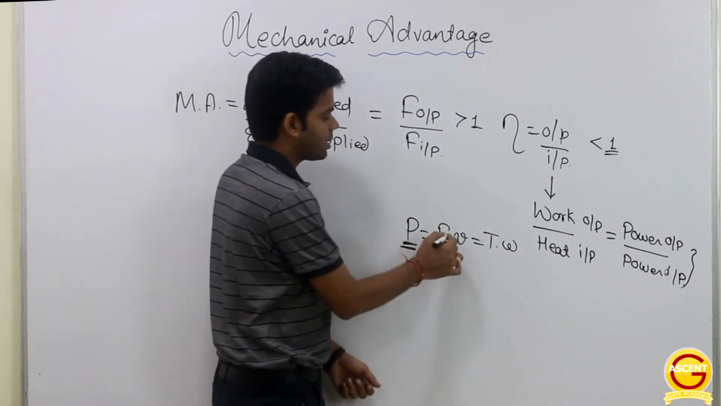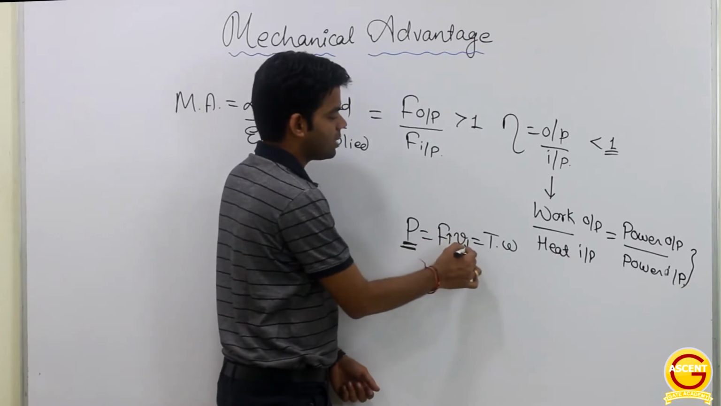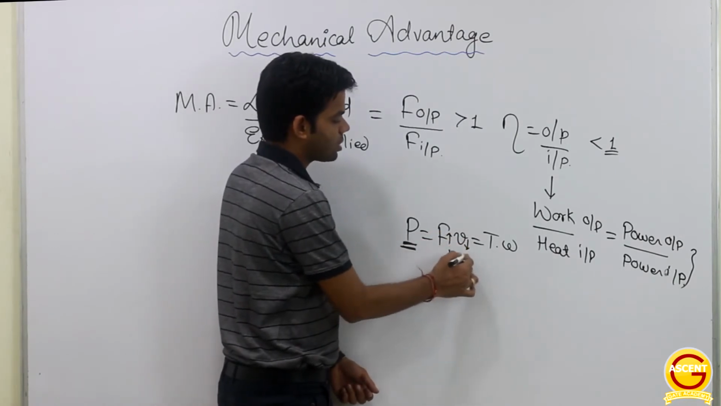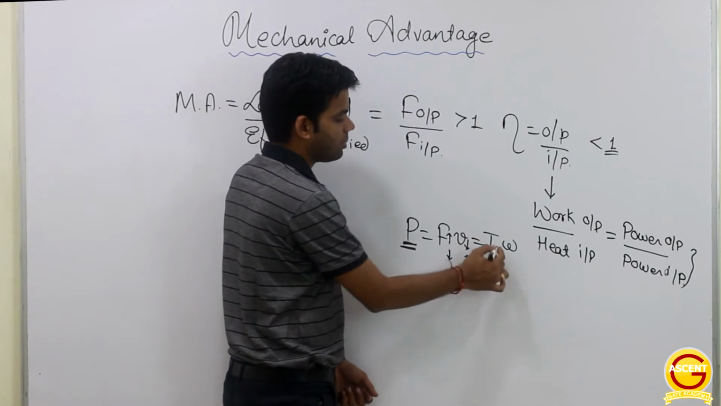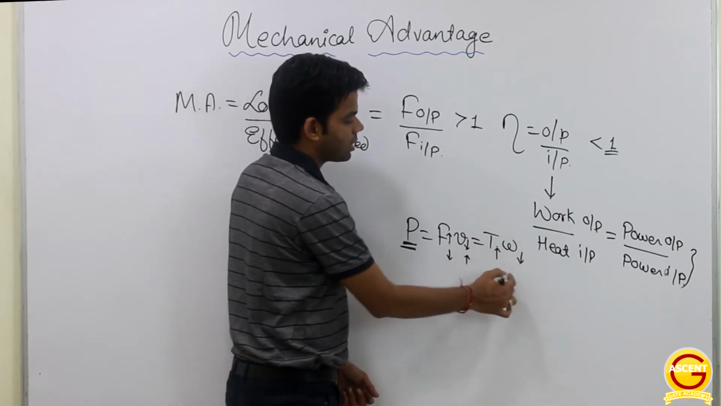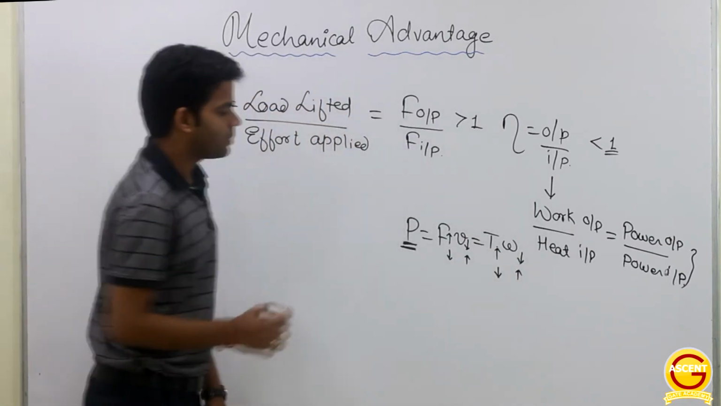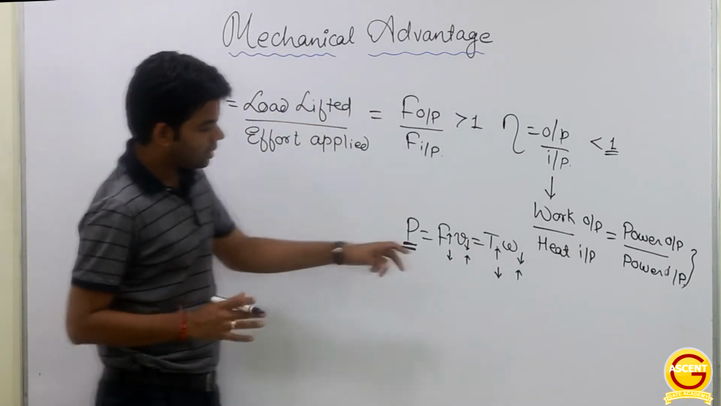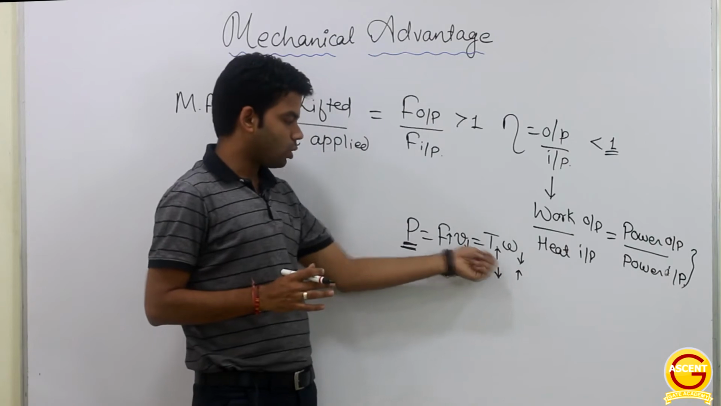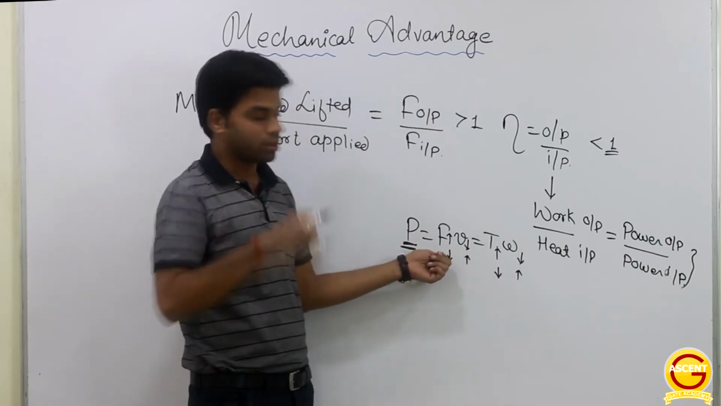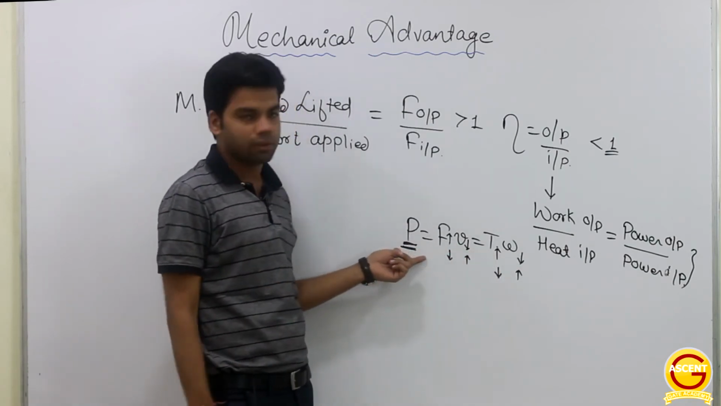How? If I am increasing the force, this velocity will decrease. If I am decreasing the force, this velocity will increase. Similarly, if I am increasing the torque, the angular velocity will decrease, and if I am decreasing the torque, the angular velocity will increase. Getting this now? So we can easily magnify this torque or this particular force, okay, but we cannot magnify this power.